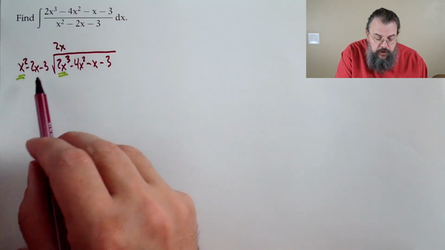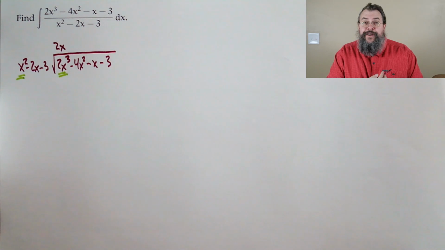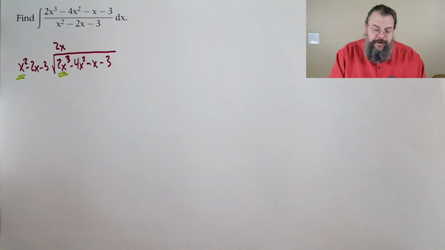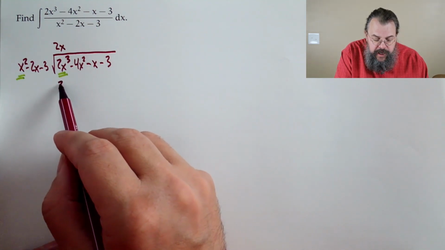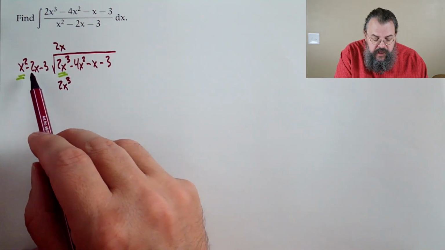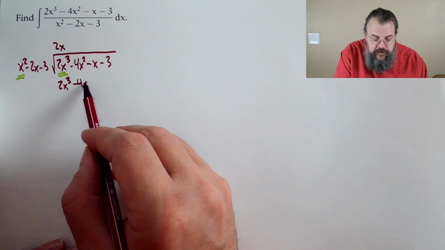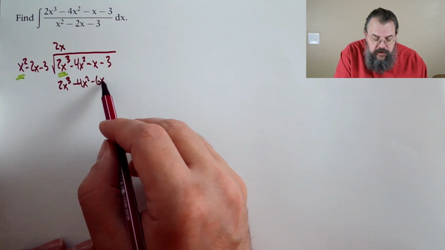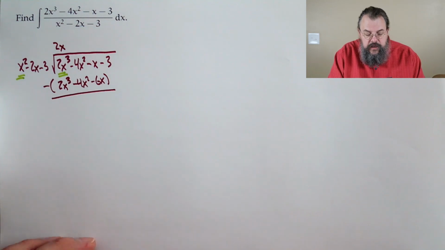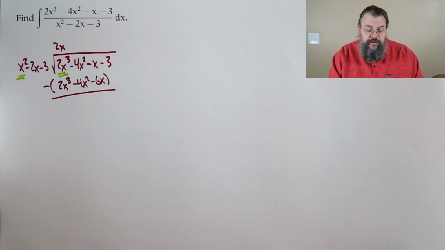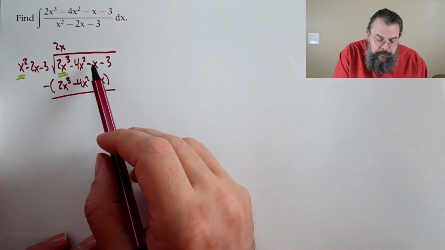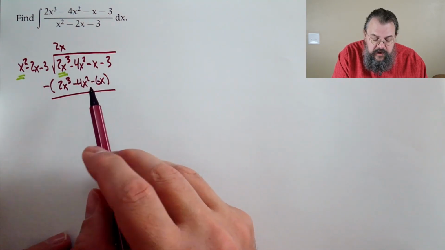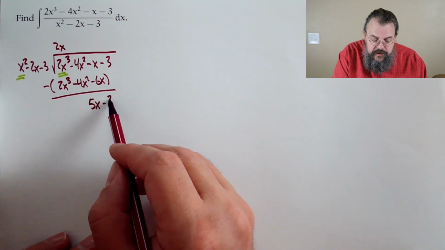Then multiply 2x by the whole thing. And in essence, you're saying, because of that 2x, what have I captured? Well, the 2x will capture 2x cubed, which is great. Then you're going to capture minus 4x squared, and then minus 6x. Then we're going to subtract, and then what do we see? Well, the 2x cubed cancels, and the 4x squared is also canceled, which is pure coincidence. It wouldn't always cancel. What doesn't cancel? Minus x, and here you have a minus minus 6x, which is 5x minus 3.